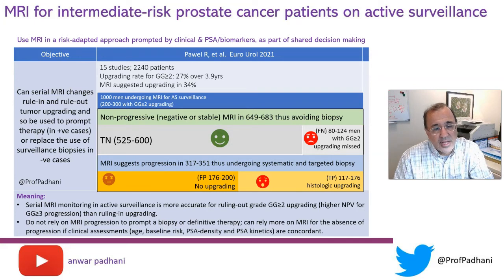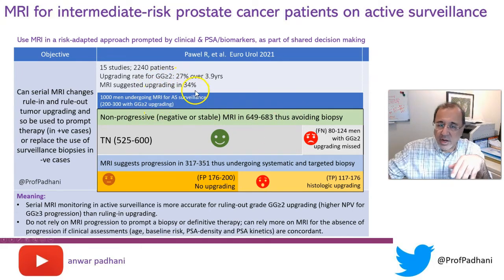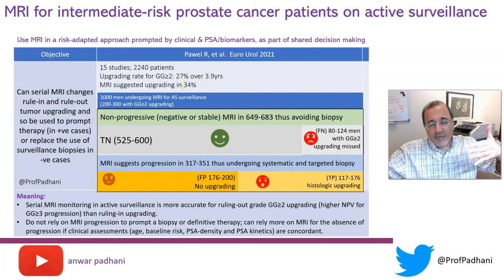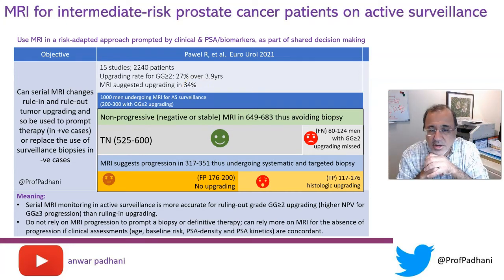And you'll see that the MRI suggested upgrading in about a third of patients, and about a third of patients, in fact, underwent upgrading. So you would think that they would match: the MRI would show upgrading in a third, and a third would also undergo upgrading. It turns out it's not the case. If you looked at a non-progressive MRI, so an MRI that was stable, how good was that at predicting the lack of tumor upgrading? And it turns out it was not bad. So the true negatives were much larger as a proportion to the false negatives.